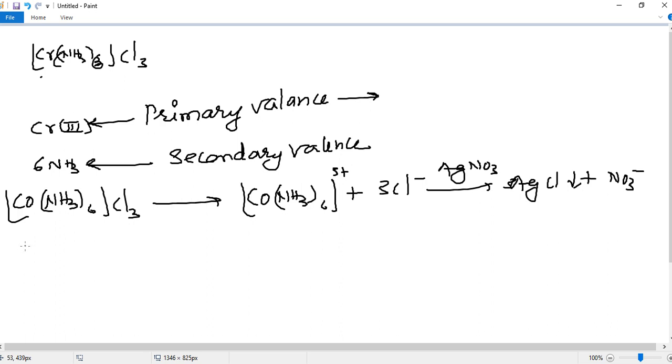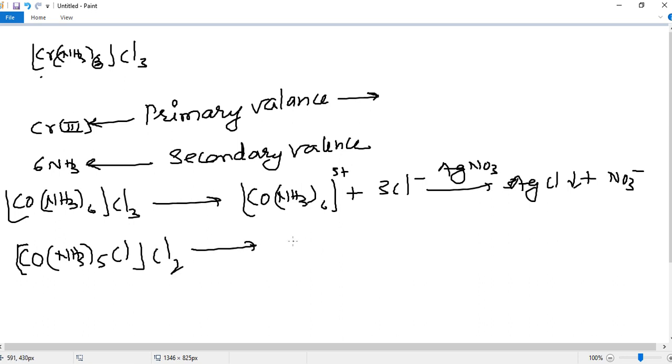In the second case, if one NH3 is less, [Co(NH3)5Cl], and Cl is inside, because coordination number will never change. That's why he said that secondary valence is satisfied by neutral or anion also, right? And outside will be Cl2.